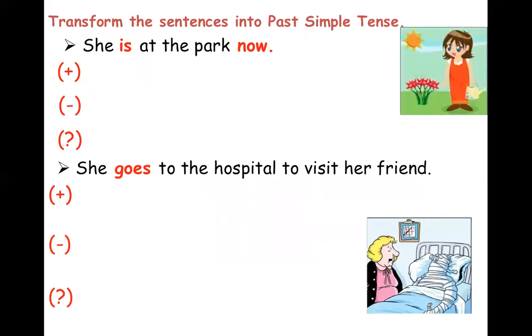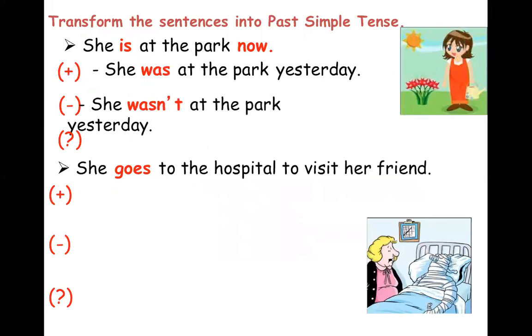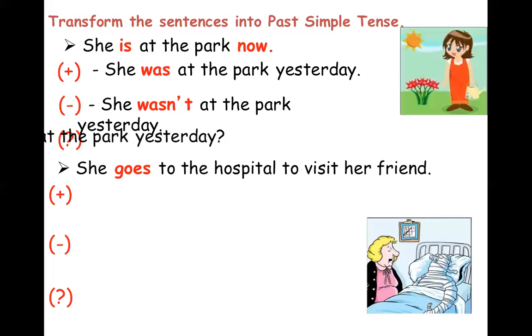For example, he is at the park now. In the simple past, she was in the park yesterday. This is the simple past. We change is for was. Negative form. She wasn't at the park yesterday. Interrogative form. Was she at the park yesterday?